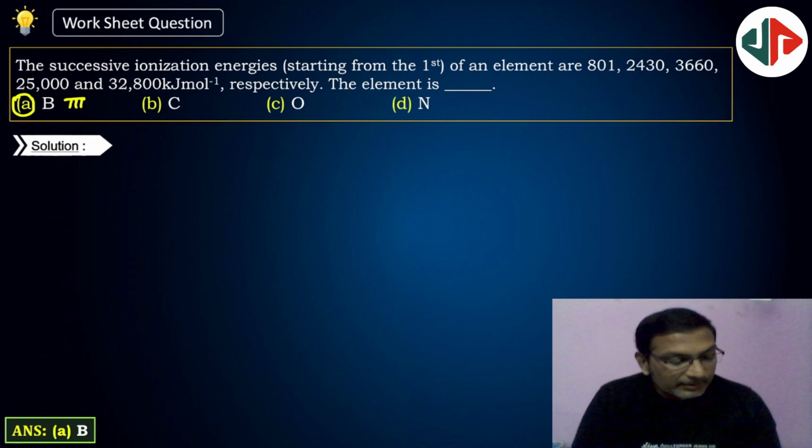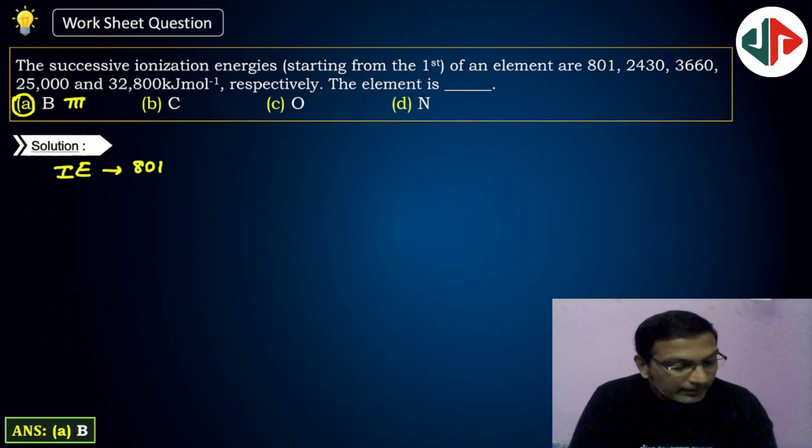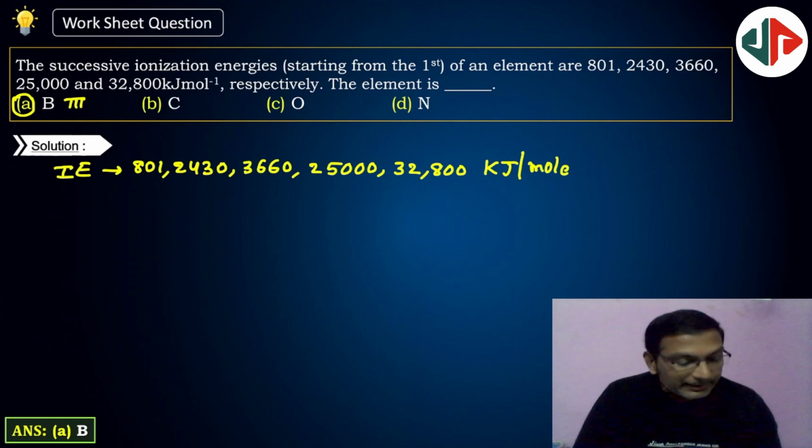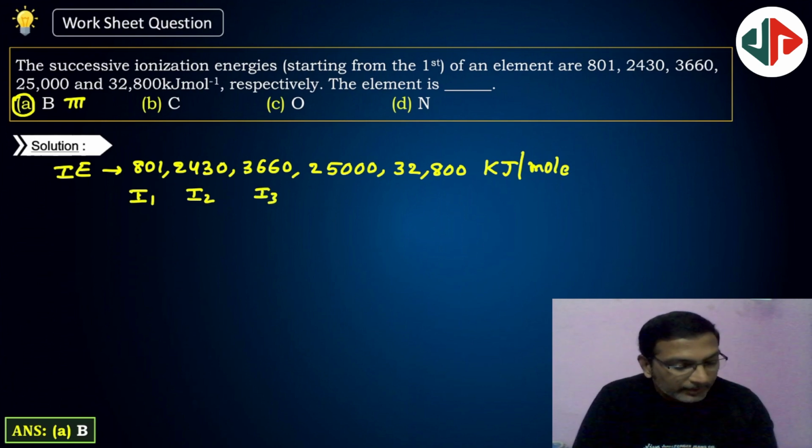First question: the successive ionization energy values from first of an element are given. That is, ionization energy values are given: 801, 2430, 3660, 25,000 and 32,800 kilojoules per mole respectively. So from this we should find the element. See here clearly, these are I1, I2, I3, I4 and I5 values.